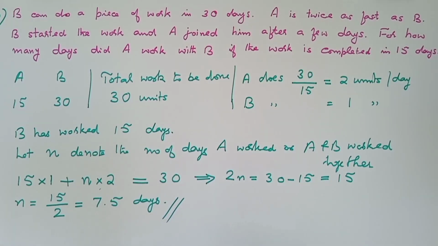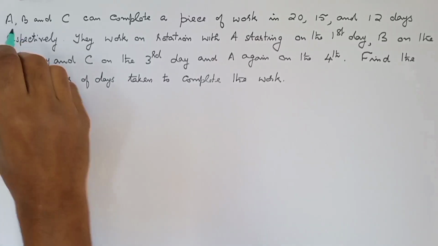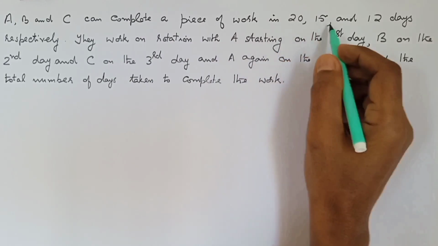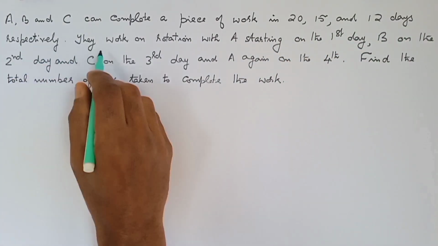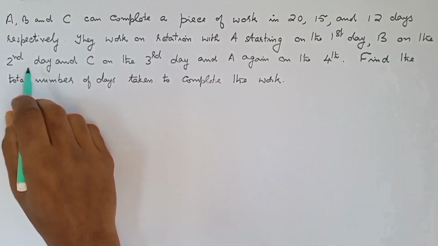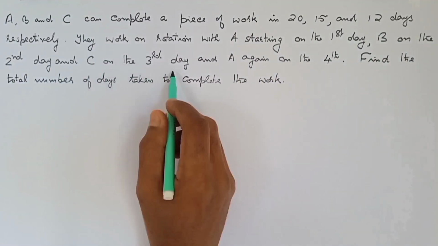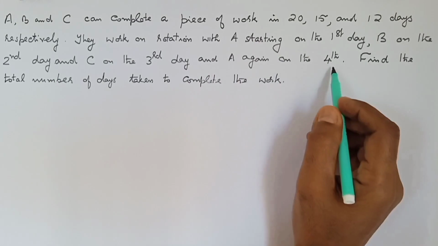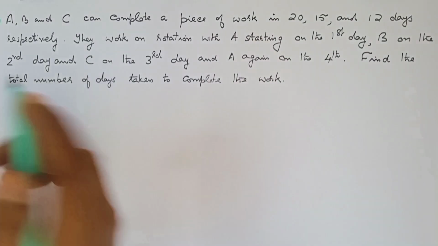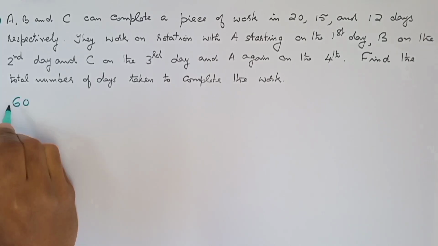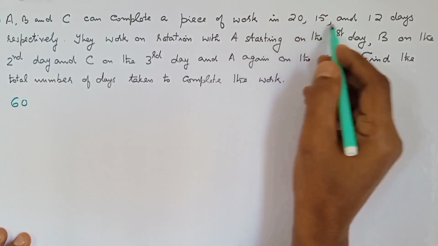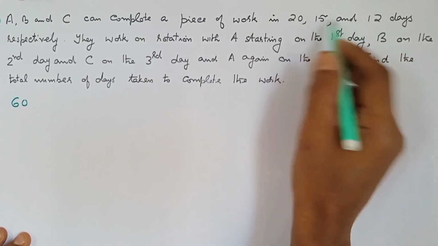Let's do one more problem in today's session. A, B and C can complete a piece of work in 20, 15 and 12 days respectively. They work on rotation with A starting on the first day, B on the second day, C on the third day, and A again on the fourth. Find the total number of days taken to complete the work. Let's take 60 as the total quantity of work to be done. 60 is just the LCM of these three number of days.